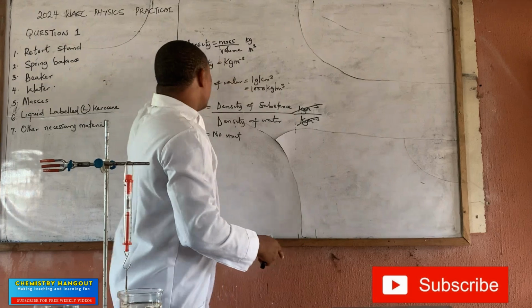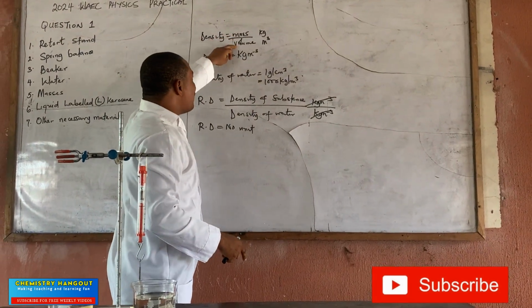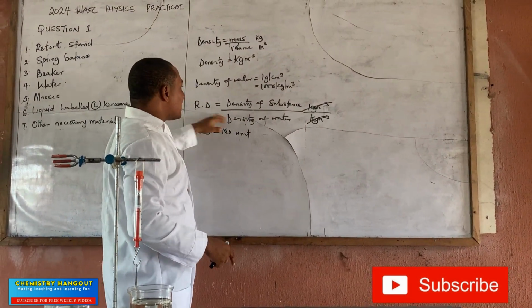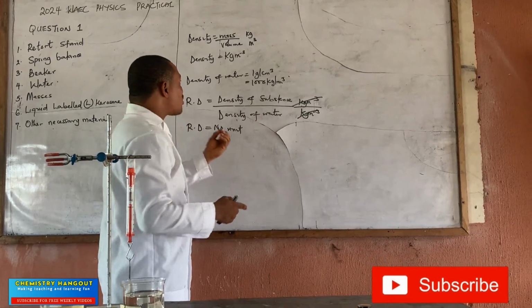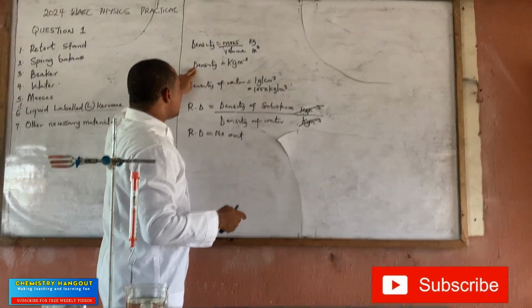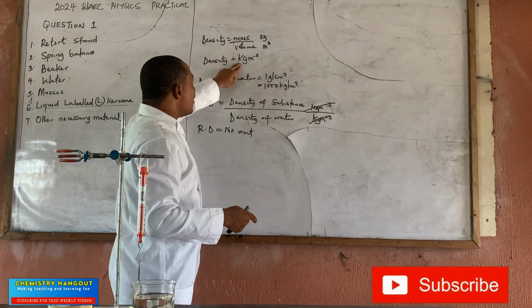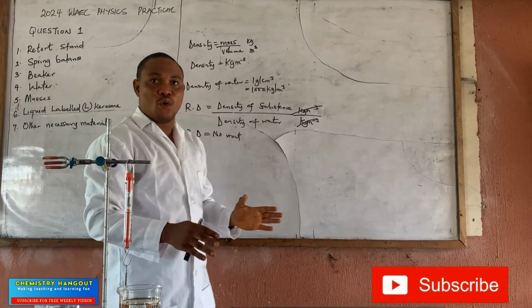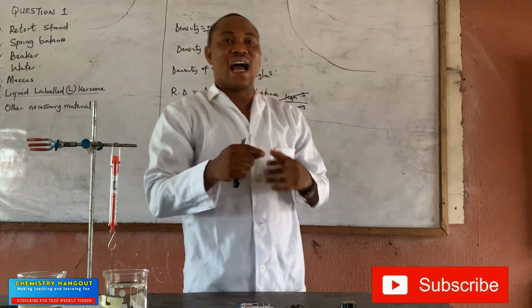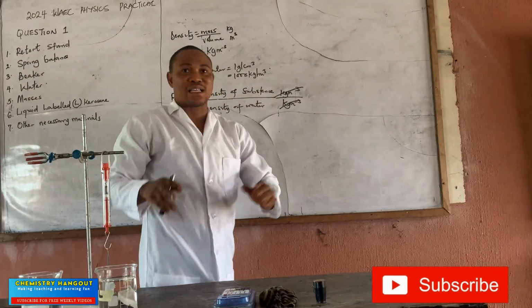Number one, the formula for density is mass over volume, while the formula for relative density is the density of the substance over the density of water. That's one difference. Number two, for density, we measure in what? In kilogram per meter cube, while for relative density, it has no unit. I want to believe that is clear. And that is just what this practical is all about.